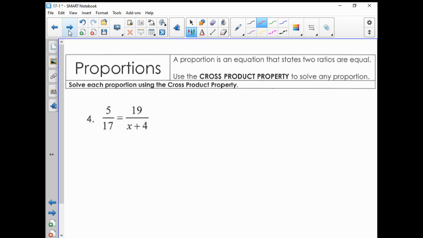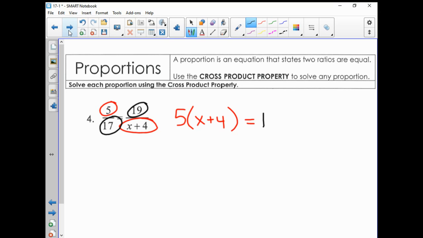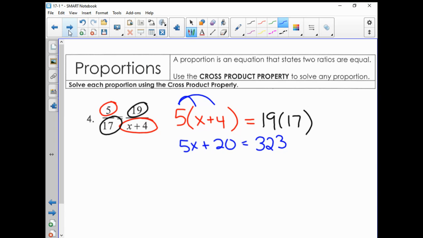All right, this next one is the same thing. You just take the top of one side, multiply it to the bottom of the other side. Please just watch out that 5 has to distribute or multiply to both the x and the plus 4. Okay, and then it's going to equal, and then we just take the top times the other side's bottom, so 19 times 17, and we can go ahead and solve this problem. Let's distribute right here, 5 times x plus 5 times 4, which is 20, and grab a calculator. 19 times 17 is 323.